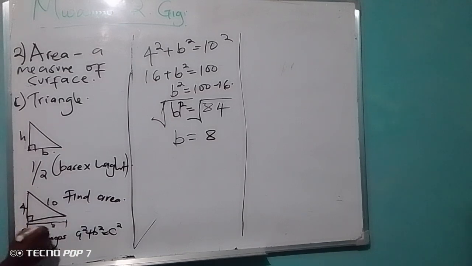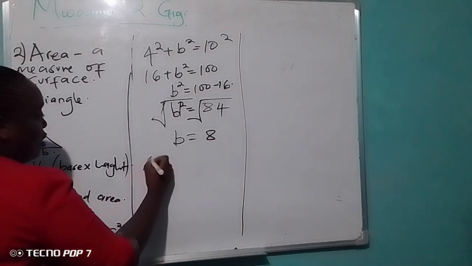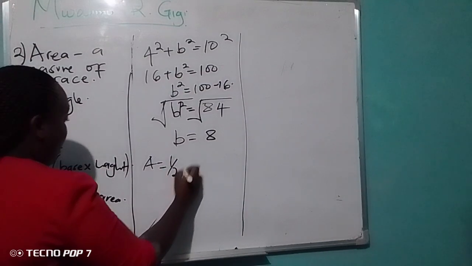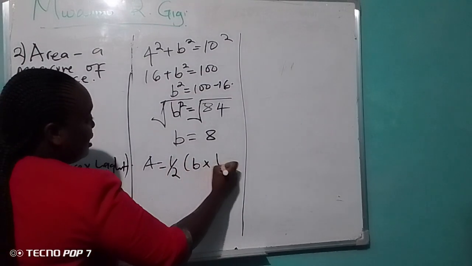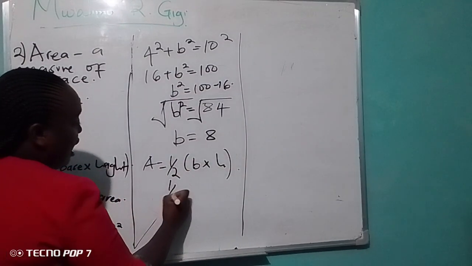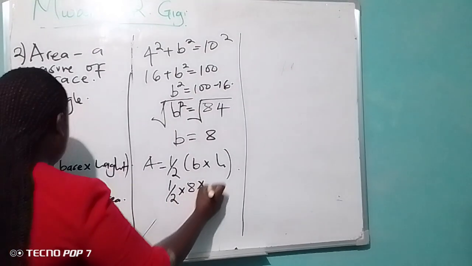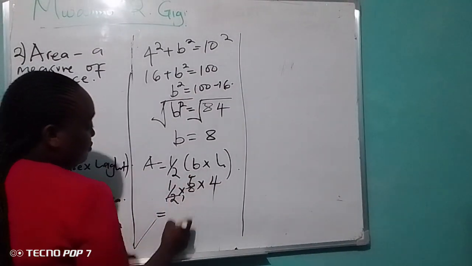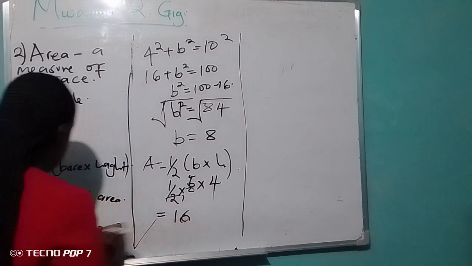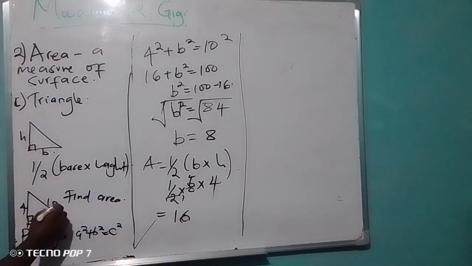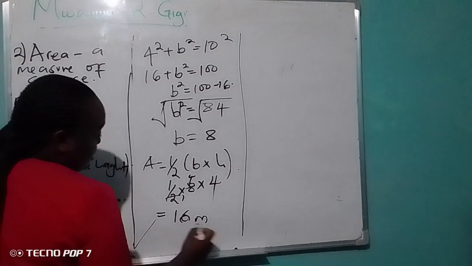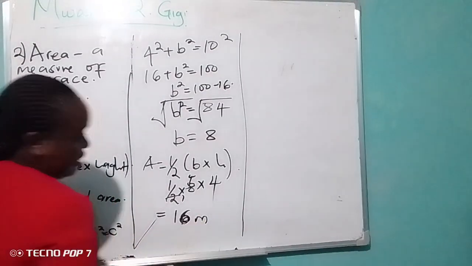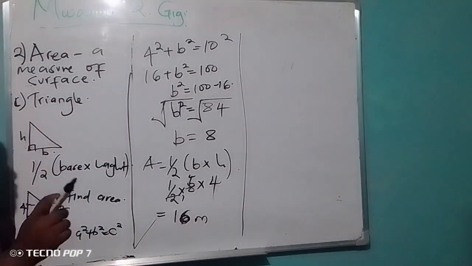8, so we want to find the area. Area, to quote the formula, a half base times height. Isn't it? It will be a half times 8 times 4, which is equal to 16. Yeah? So 16 meters. That's the area.